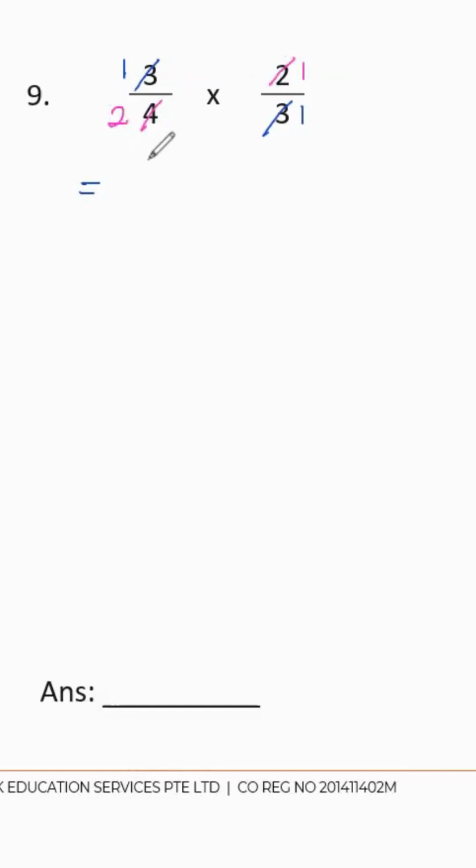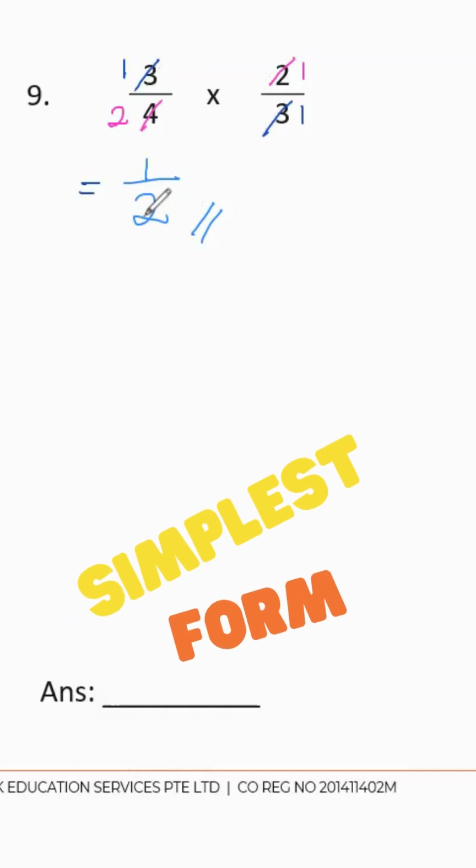Now we can go on to take our top number times top number, bottom times bottom. So 1 times 1 is just 1. Bottom times bottom, 2 times 1 is just 2. And you notice that this is already the simplest form. So this is the cancellation method. The good thing is that the answer you get straight away will likely be the simplest form, so you don't have to worry about needing to further simplify.